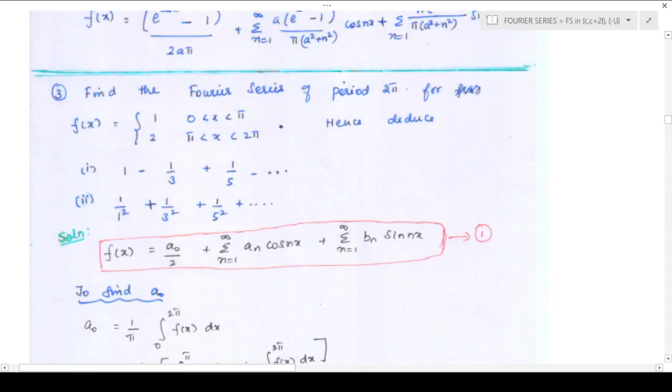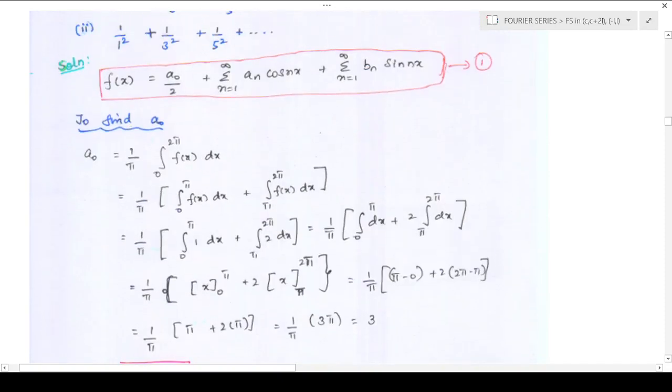Now find the Fourier series of period 2 pi for the function f of x. Value is 1 in the interval 0 to pi, 2 in the interval pi to 2 pi. Hence deduce these two series they have given. So 0 to 2 pi means as usual your Fourier series is this. We have come across case 1, case 2 in the beginning. Then you have to find your a naught.